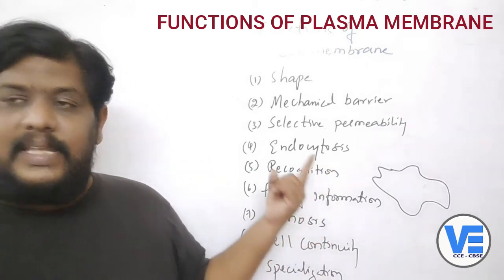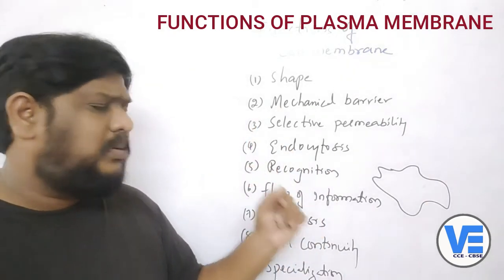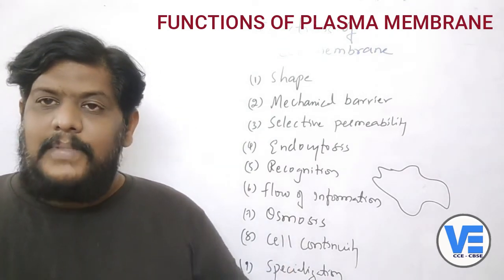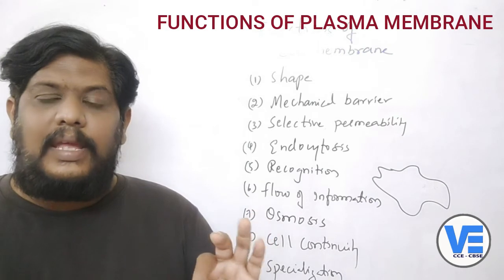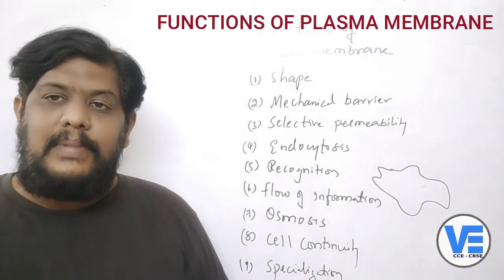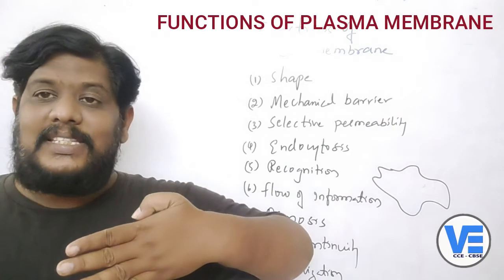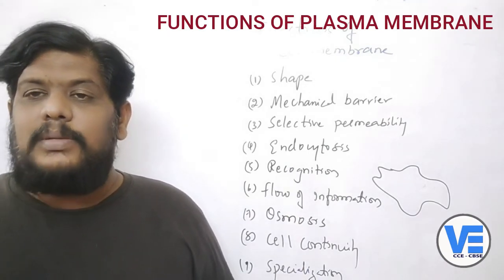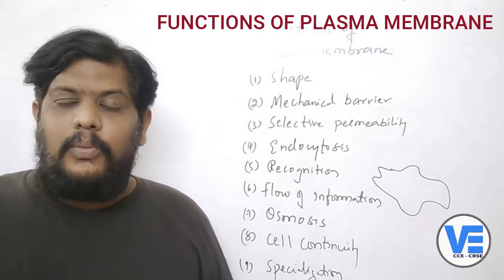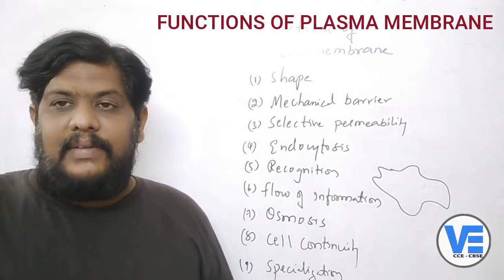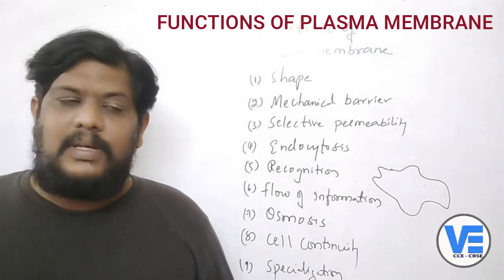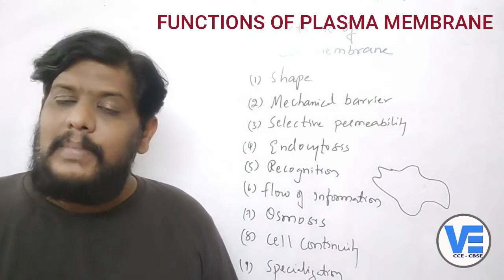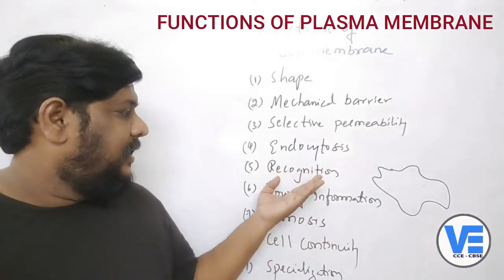Okay, and next one is the recognition. If any foreign particles enter inside, our cell membranes are very good at recognizing them and immediately stop them, or it will act as a barrier. It stops them, and immediately it will allow some of the cells to come inside, or it will send information so that the antibodies come out, and these antibodies will come and kill the foreign materials, or neutralize the action of the foreign materials. So that is how they recognize things.